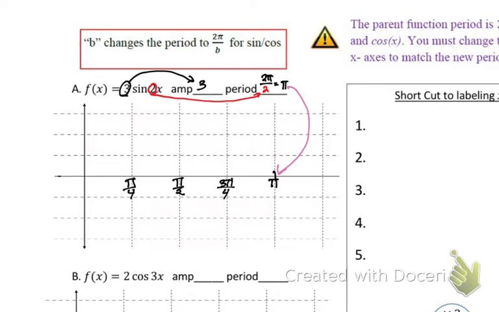Okay, so now we know we have an amplitude of 3. Is it 3? Yeah, it's 3. So make sure you have your y-axis so you can get up to at least 3. So we just have to count up to 3, because instead of going up to 1, we're going to go up to 3. So we'll have 1, 2, 3, -1, -2, -3.